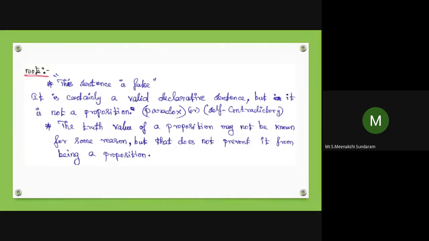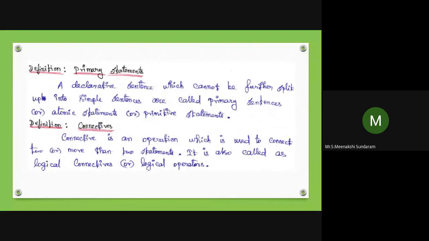Now the definition of a primary statement or simple statement. Normally we call it an atomic statement. It is a statement or sentence that we cannot split further. There are no connectives such as and, or, if then. A declarative sentence which cannot be further split up into simple sentences is called a primary sentence, atomic statement, or primitive statement. We cannot split these further.